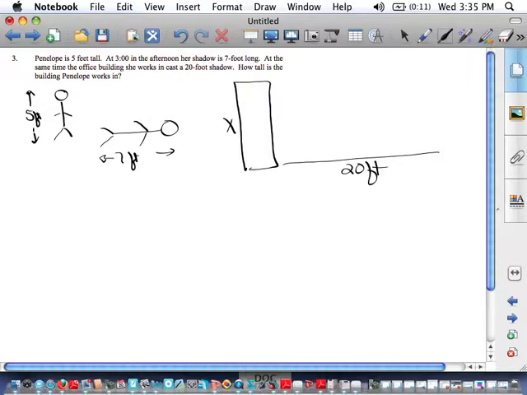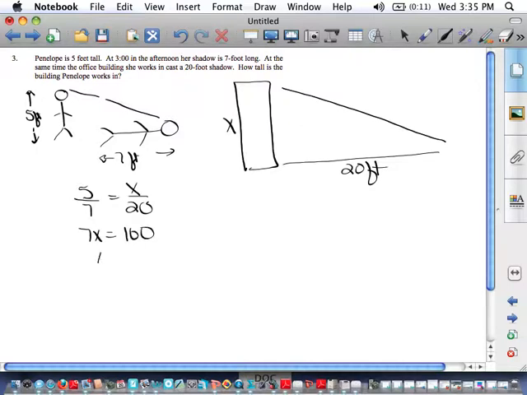So we have similar triangles here, actually, similar right triangles. So we can say 5 is to 7 as x is to 20. Cross multiply, you get 7x equals 100. So x is equal to 14.29 feet, or 14 feet 3.5 inches.